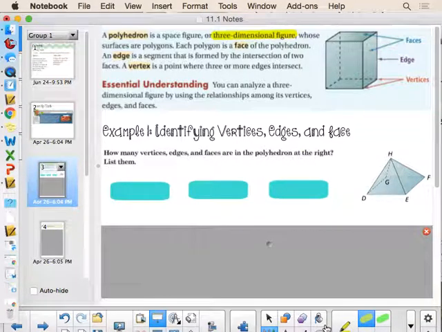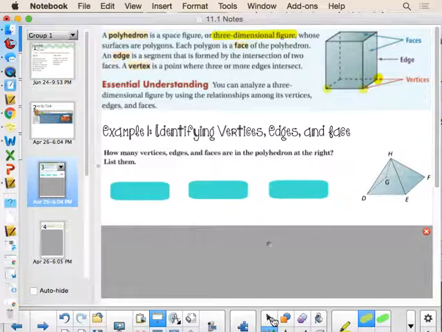Now, the parts of polyhedrons for us to recognize: we have the faces, which are all the different surfaces that make up your polyhedron. We also have edges. Edges are the segments that are the edges of each of the surfaces. Other pieces to know are your vertices. Your vertices are your corner points, like here, and here, and here, and so forth.